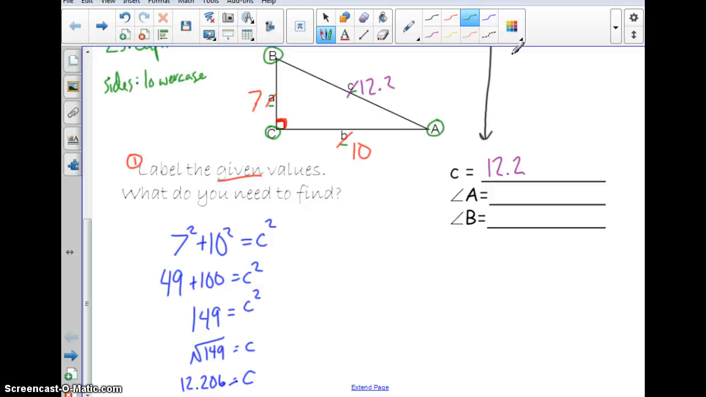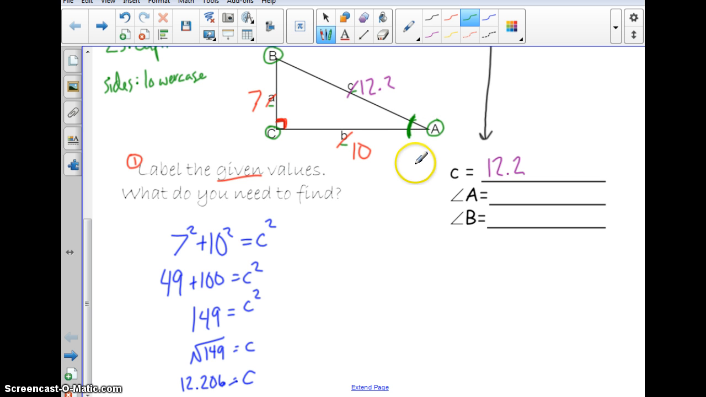Pythagorean theorem doesn't help me with the angles, and I have only one angle to start with, so my angle sum theorem is not going to give me both of my other angles. I would need at least one of them already. So instead, I'm just going to start with angle A, where angle A is right here. Now I'm going to look at what I have in relation to angle A.